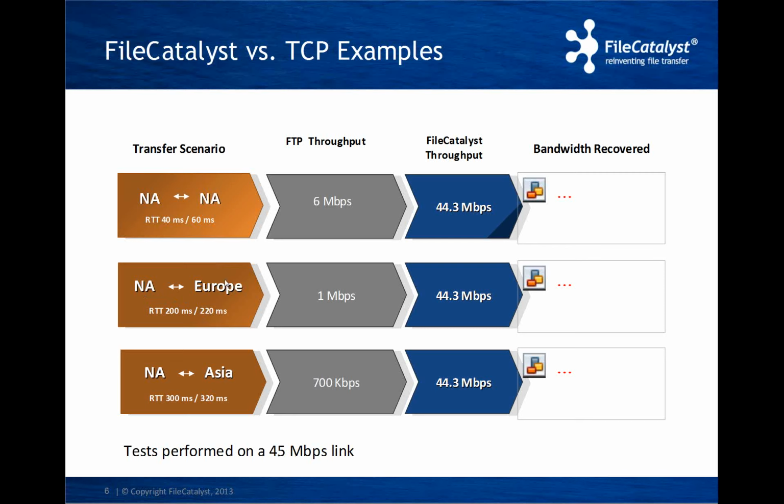Now you have North America to Europe and North America to Asia, where you have increasing RTT values, and you can see the FTP throughput goes from 6 megabits down to 1 megabit down to 700 kilobits, whereas the FileCatalyst throughput is the same no matter what.